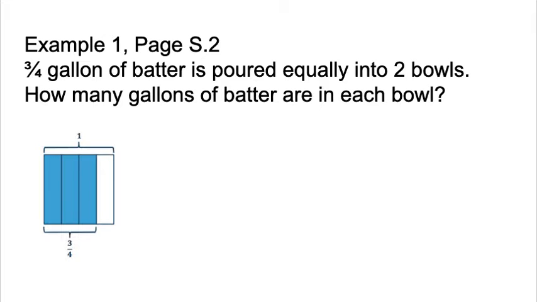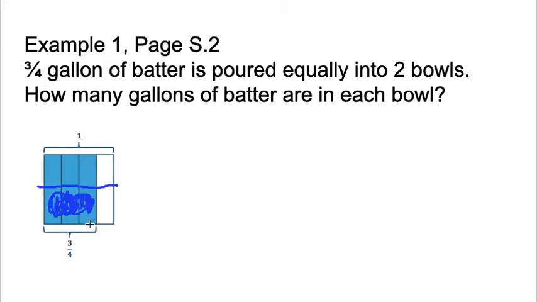So let's go ahead on our problem here. You have 3/4 of a gallon of batter poured equally into 2 bowls. How many gallons of batter are in each bowl? We have this diagram here to help us represent 3/4 of a gallon of batter. Basically we're going to take this batter and split it evenly into 2 bowls. And then it asks how much is in each bowl. If we look right down here, how much is in each bowl would be represented by what's in one of these parts down here. So this is how much would be in one bowl.